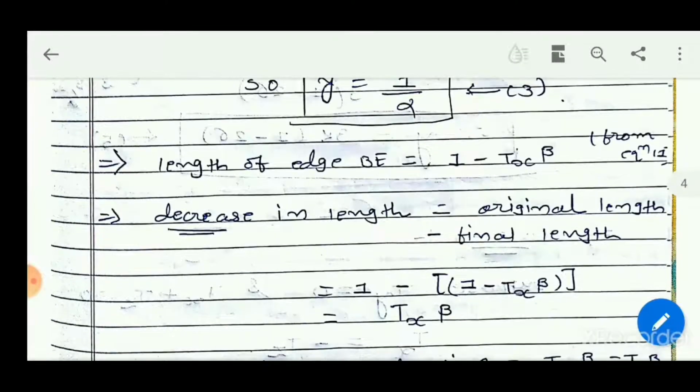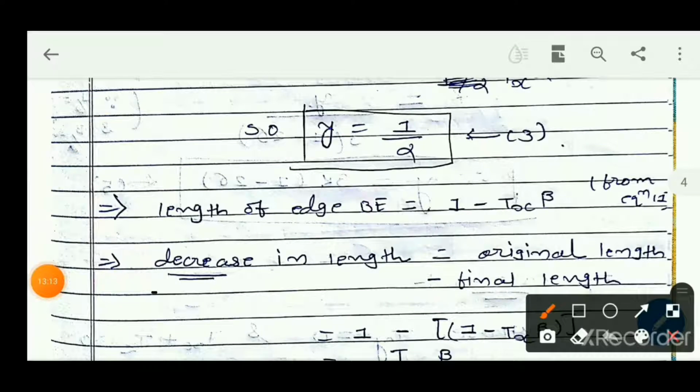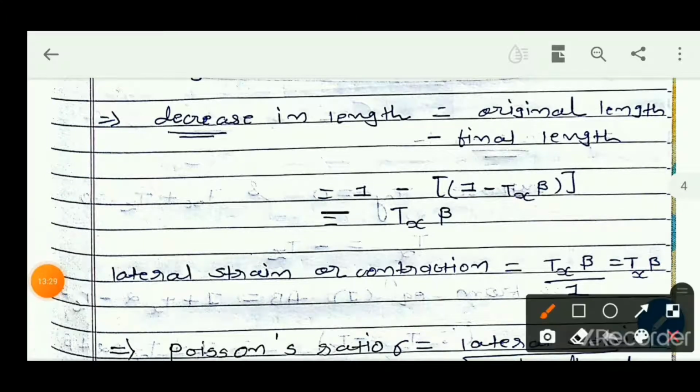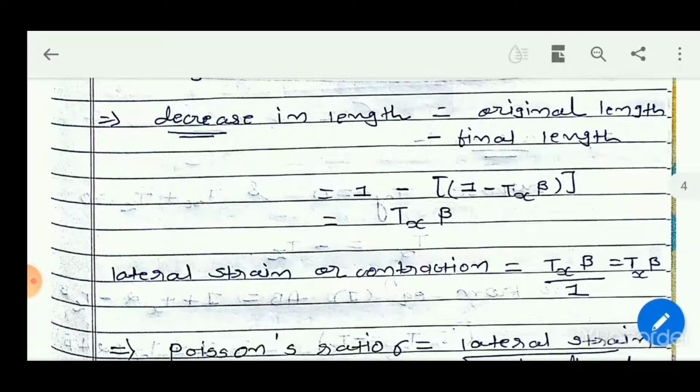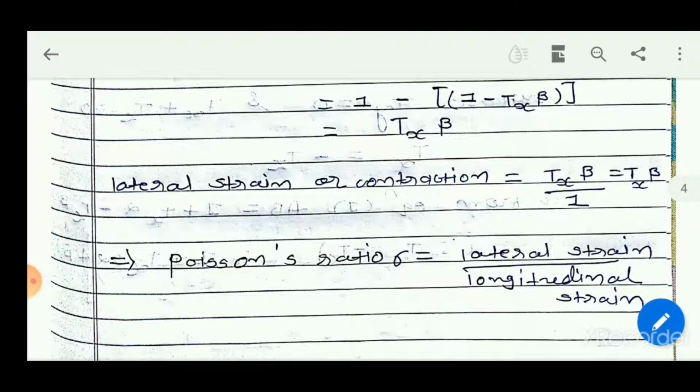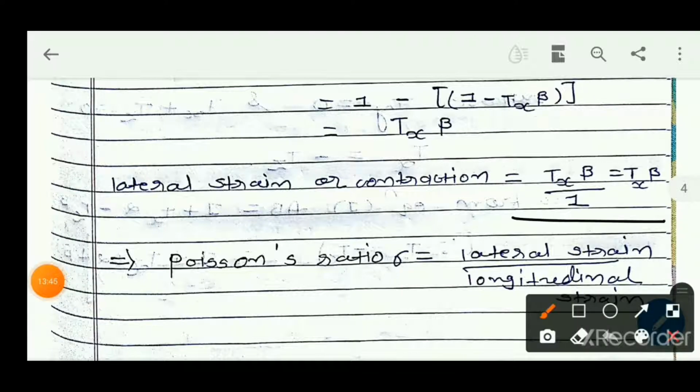So here it is, the length of HB, and the decrement in length B is equal to original length minus final length. Not final length minus original length, because we want to find the decrement. So original length is 1 minus final length, which is 1 minus Tx into beta. So 1 and 1 get cancelled out, and minus minus becomes plus, so it becomes Tx beta. Lateral strain, or contraction, is equal to Tx beta upon 1, the decrement of length upon original length.